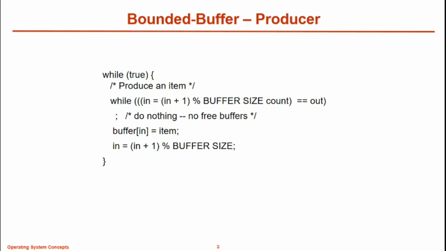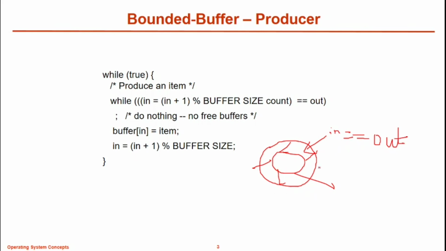So here you can see the buffer size in the circular queue. When all the data is filled, then in is equal to out, and the buffer is full. If this test fails, then you can fill in some data A, then move the buffer index. So some item is included in the buffer, and you move the in index here. So this is the producer.